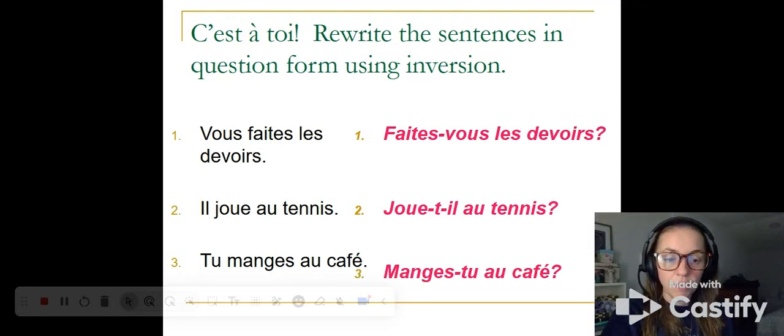So in each spot, we have taken the subject and moved it to the end of the verb and switched their spots, connected with a hyphen. So that's all there is to know about yes-no questions.